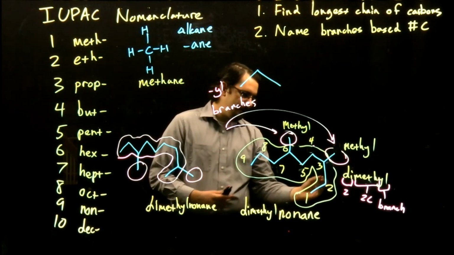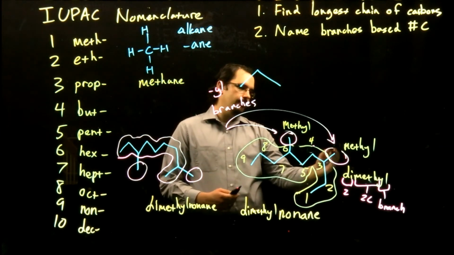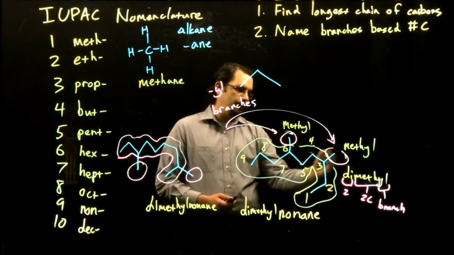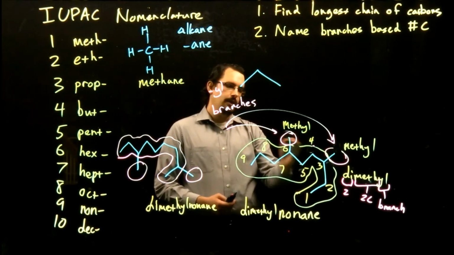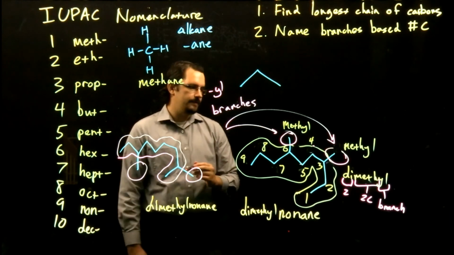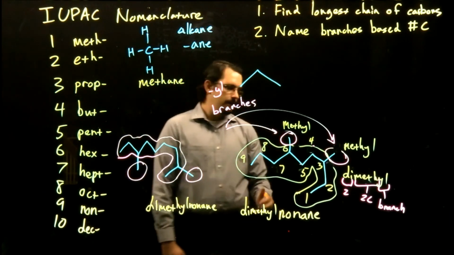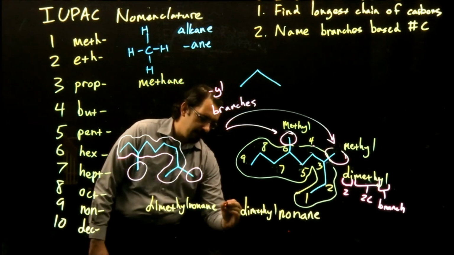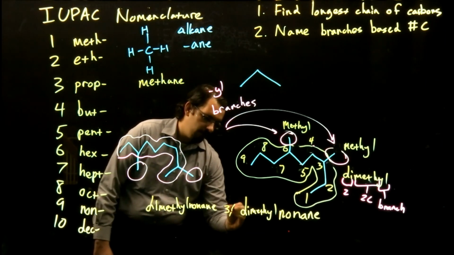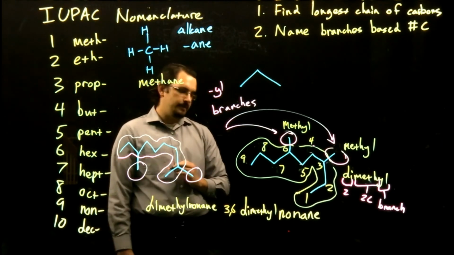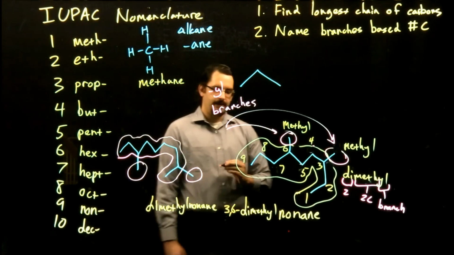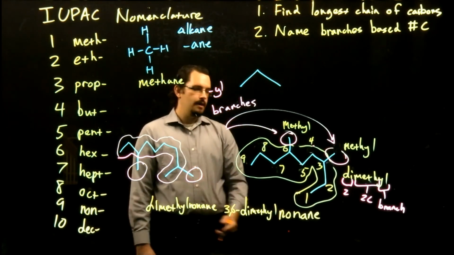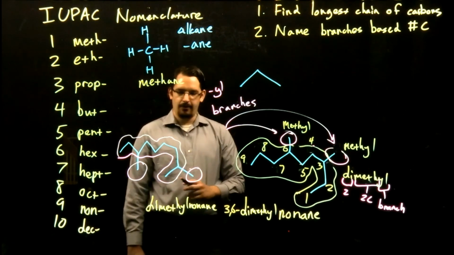This is our first carbon, second, third. So we have a methyl branch coming off of that 3rd carbon. 4th, 5th, 6th. We have a methyl branch coming off of the 6th carbon. So we can then just indicate those numbers here. So 3 and 6 to indicate the positions of each of those branches. And we'll use a little hyphen to separate those from our name. So this is 3,6-dimethylnonane.